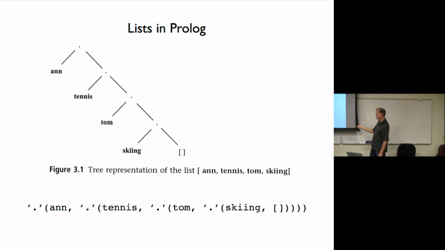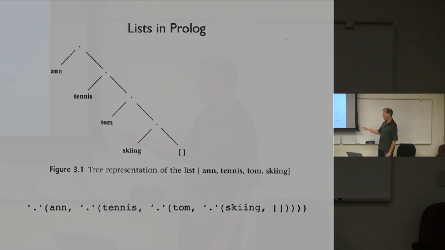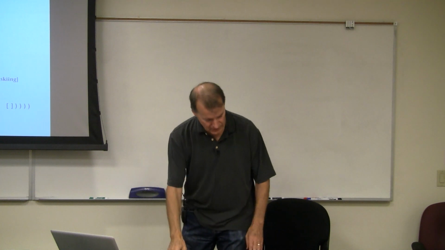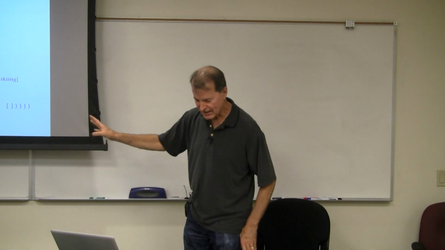Now, fortunately, in GNU Prolog, we don't actually have to write this out in this cumbersome way. We have better syntax for this, and what we do is write this whole thing instead in list form using square brackets with the elements of the list separated by commas. So we're not going to use that dot.